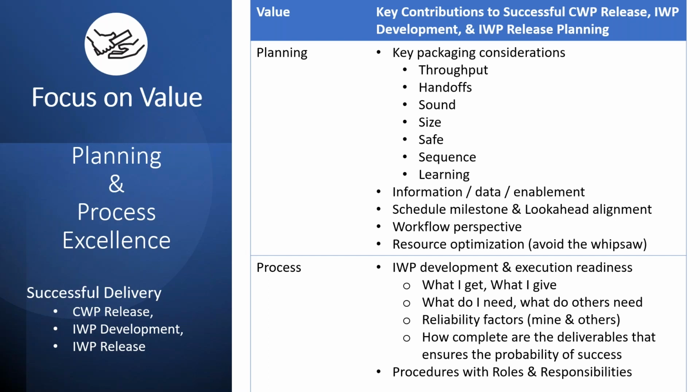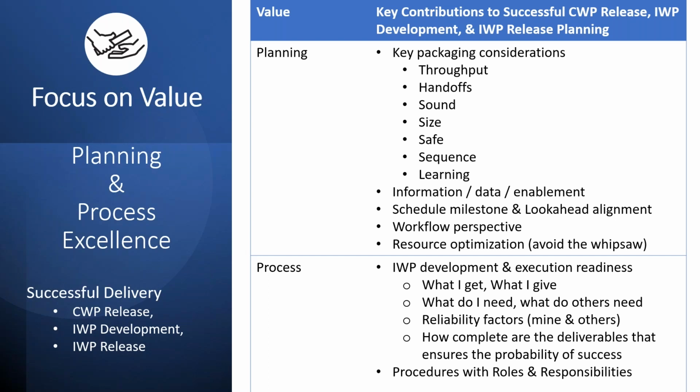So, information, data, enablement, what are we doing there? Schedule milestones and look ahead alignment. That's critical, right? Because we always want to make sure that we are advancing the project and not just going through the motions of developing IWPs, right? From a workflow perspective, resource optimization, I would say avoid the whipsaw, because do we really look at how our resources are being used? We're not building a crew up to 200 people one week and then there's only a demand for 50, but we got 200 people working, right? So do we move people around, let them go? What do we do, right? So let's avoid that whipsaw.